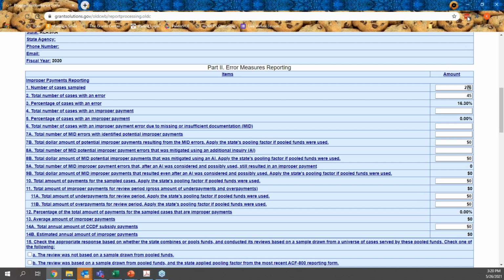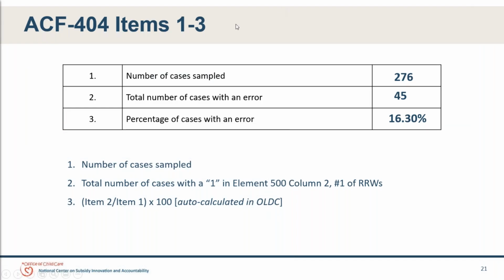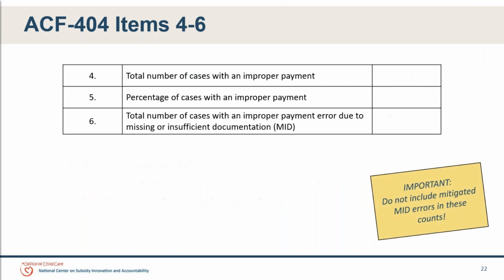I'm not going to do this for all of the items, but I just wanted to show you how this works. As we go down to additional items on the 404, there are a number of others that are auto-calculated, and you'll be able to generate those in the same way. All right, so those are the first 3 items to kick us off. Let's move on to items 4 through 6.